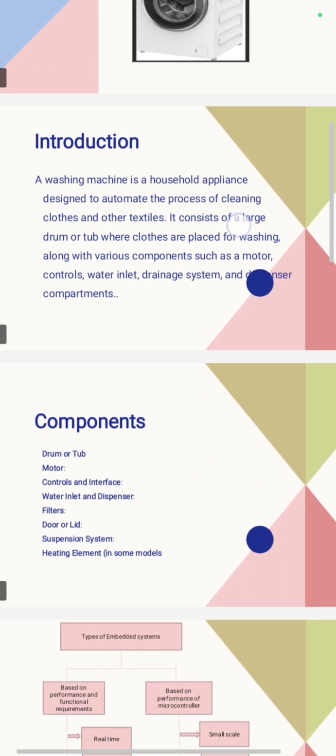The introduction of the washing machine. A washing machine is a household application for the automatic cleaning of clothes and other textiles. Washing machines are used to reduce human effort and save time. Washing machines have an important place in modern society. There are various types of washing machines. This prototype washing machine uses a PIC microcontroller.